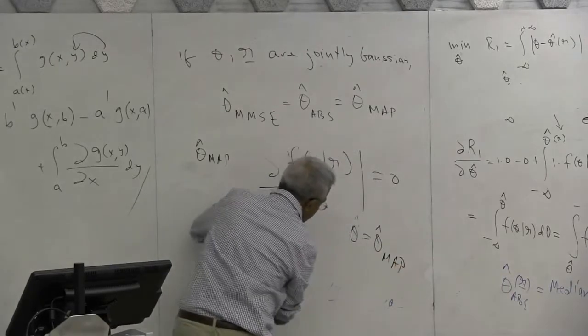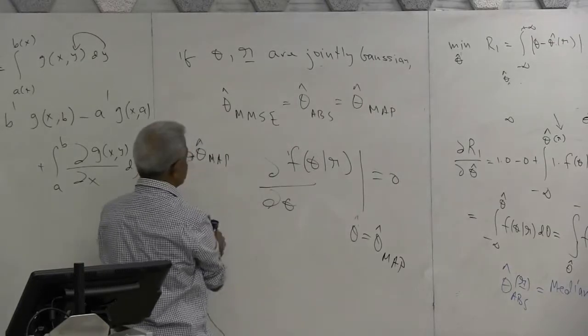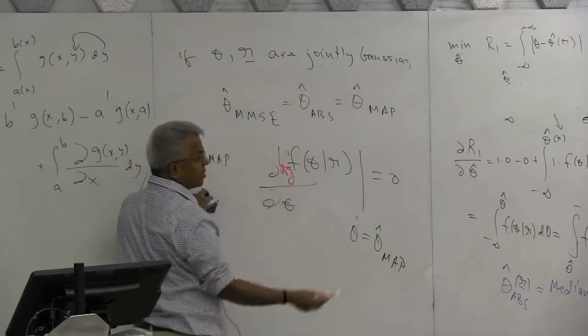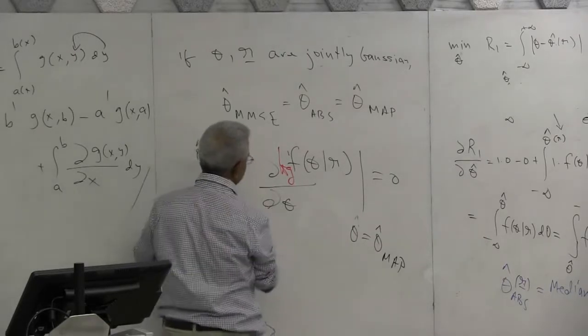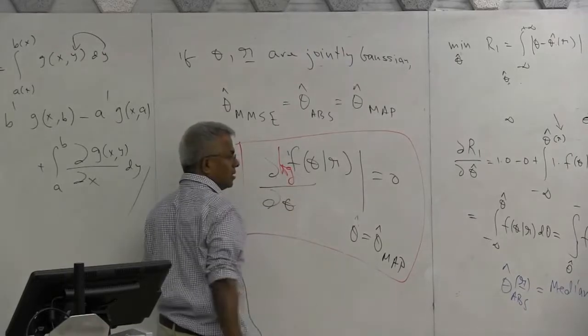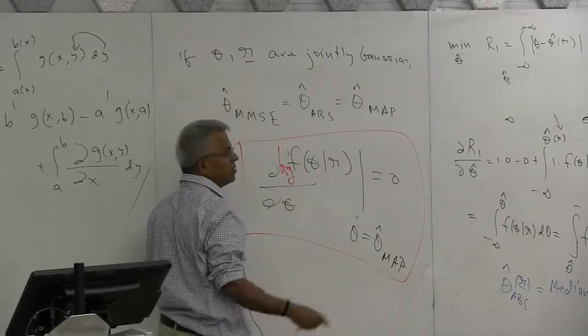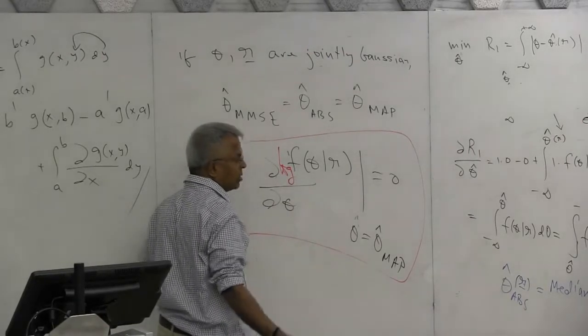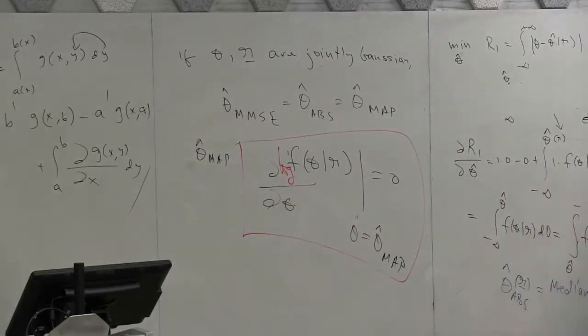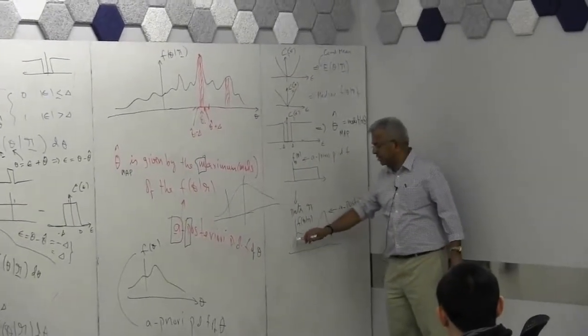Sometimes it's easier to do the derivative with the logarithm here. So you can do it either way. This is how you find the MAP estimator. Either take the derivative of the density function, because look, you can plot it. If this is your density function, you can certainly take the logarithm.